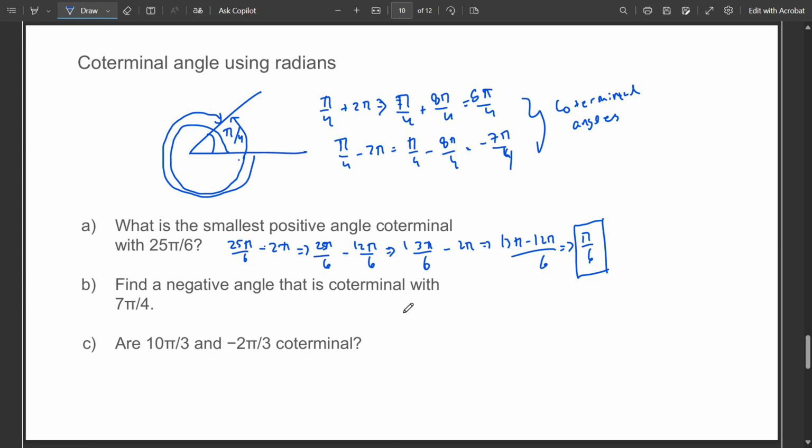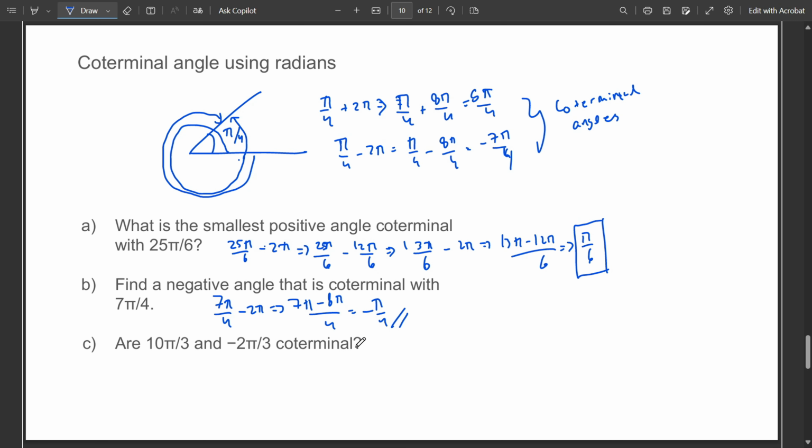Find a negative angle that's coterminal. So a negative angle. So we have 7 pi over 4 minus 2 pi. We'll have 7 pi minus 8 pi over 4. So negative pi over 4. That's it. That's the coterminal angle. We have a negative angle, right?